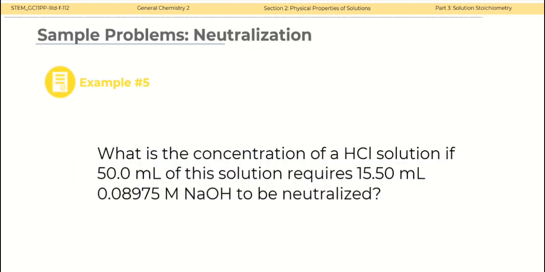Example 5. What is the concentration of a hydrochloric acid solution if 50 milliliters of this solution requires 15.50 milliliters of 0.08975 molar sodium hydroxide to be neutralized?